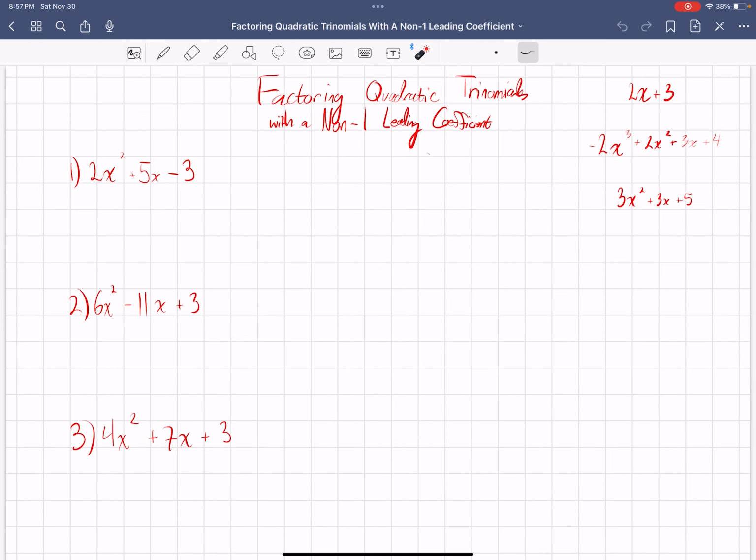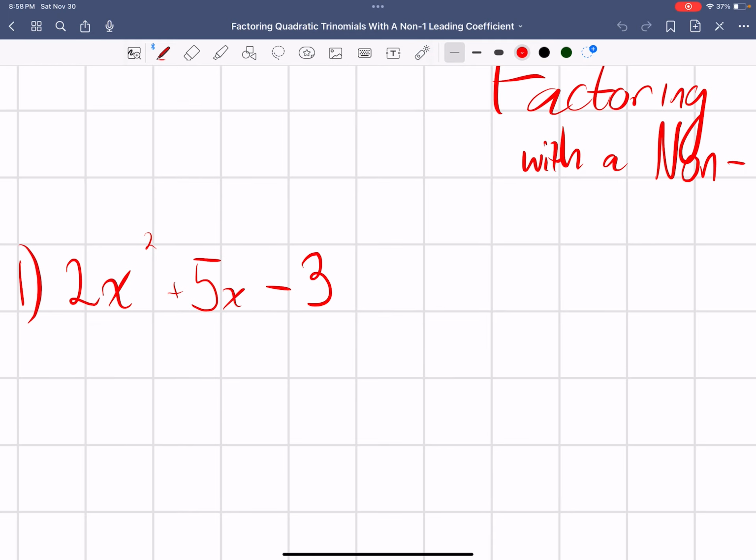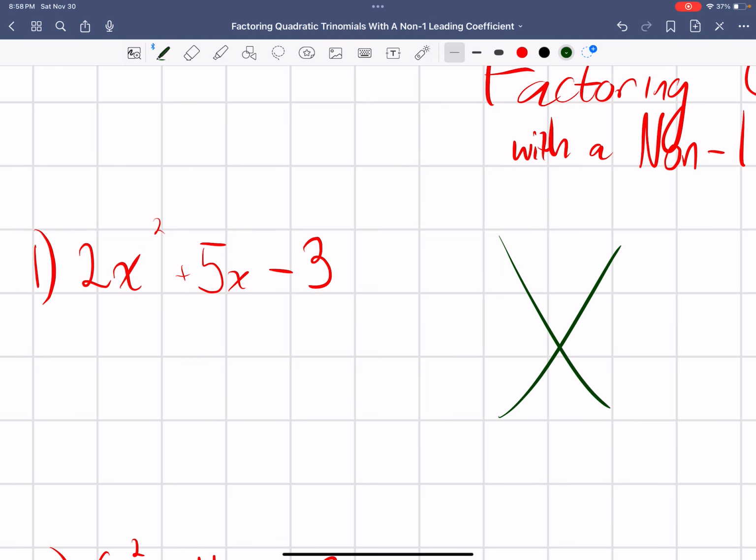It's a bit more involved than when the leading coefficient is 1. I'll show you a method that I like to use to solve these. So let's take a look at this first one here, 2x squared plus 5x minus 3. Because our leading coefficient is not 1, we're going to make ourselves an x here to help keep track of the numbers we're going to need.